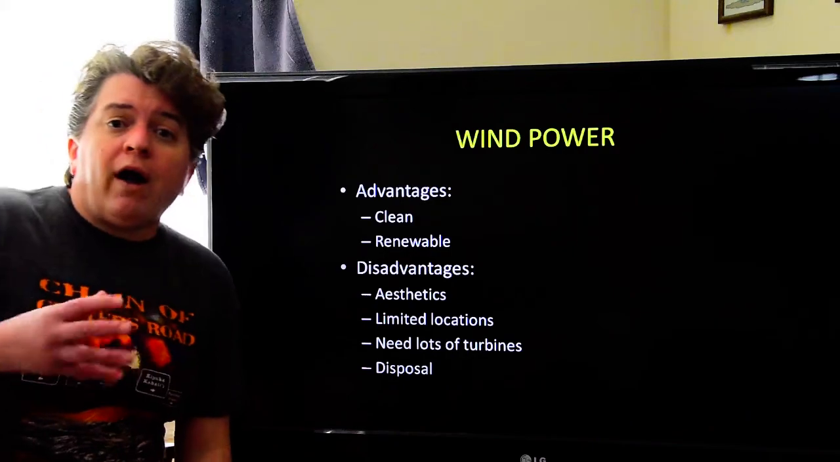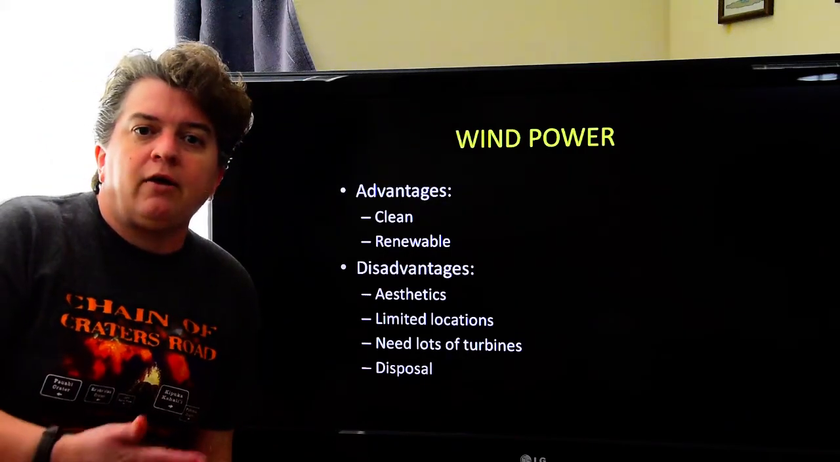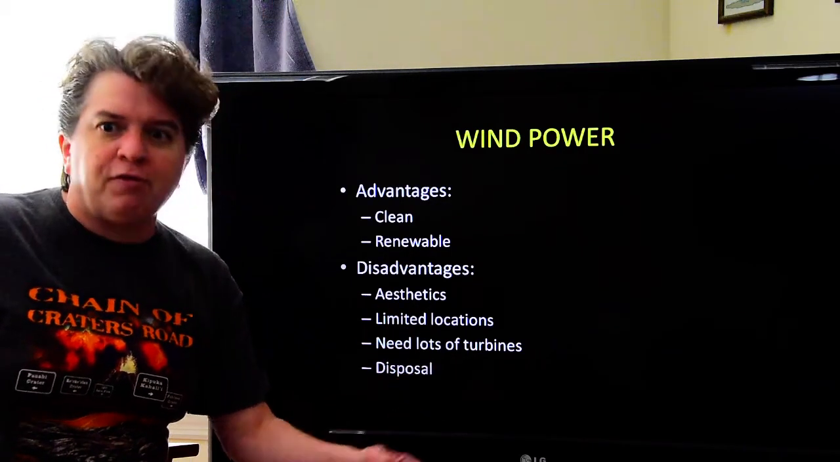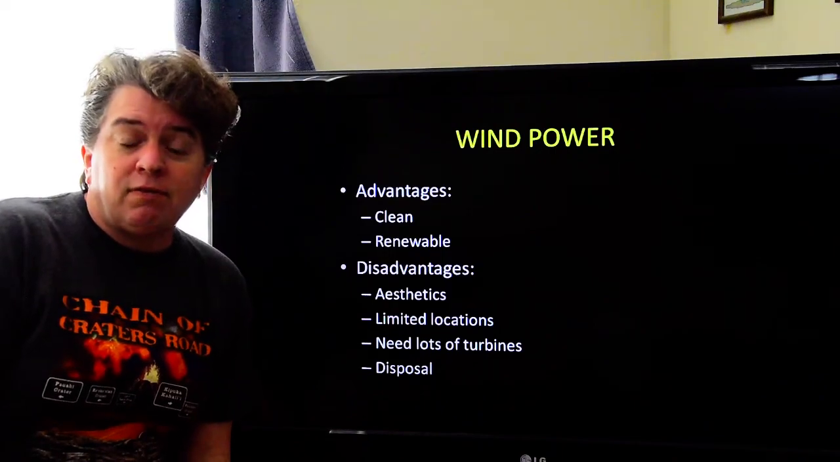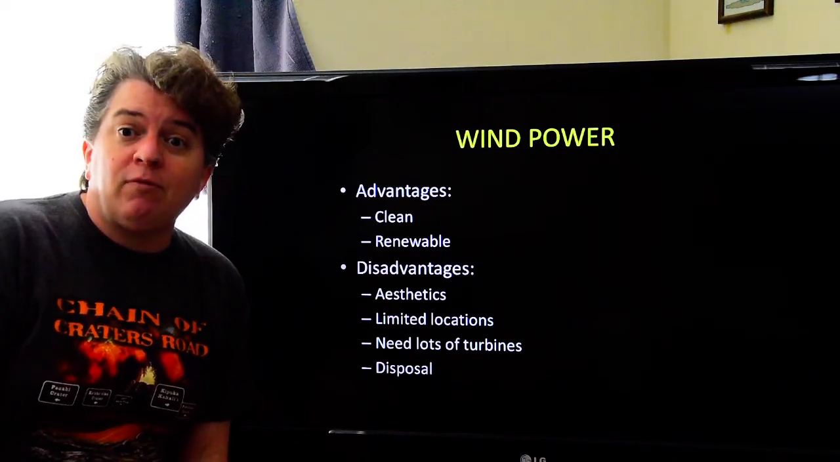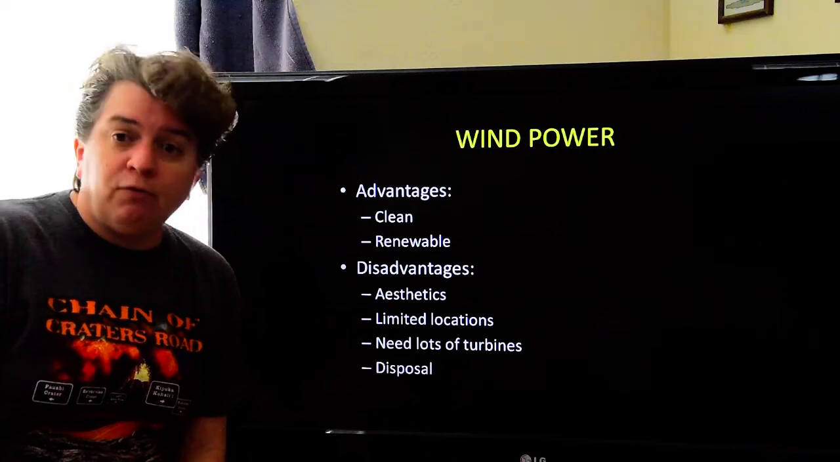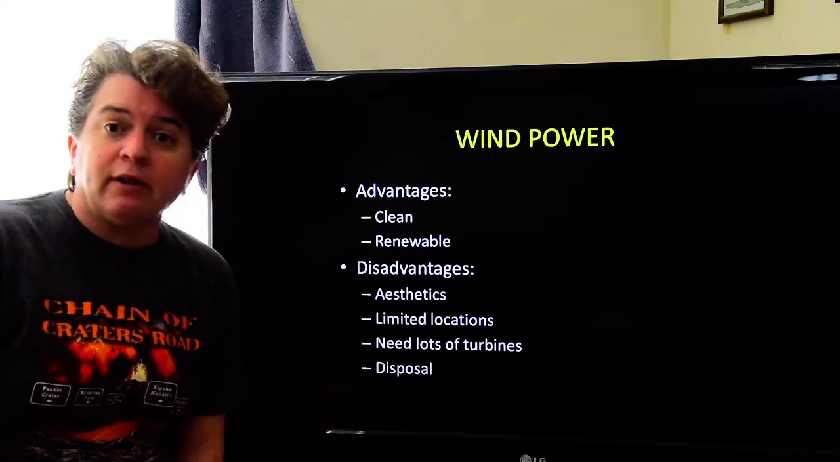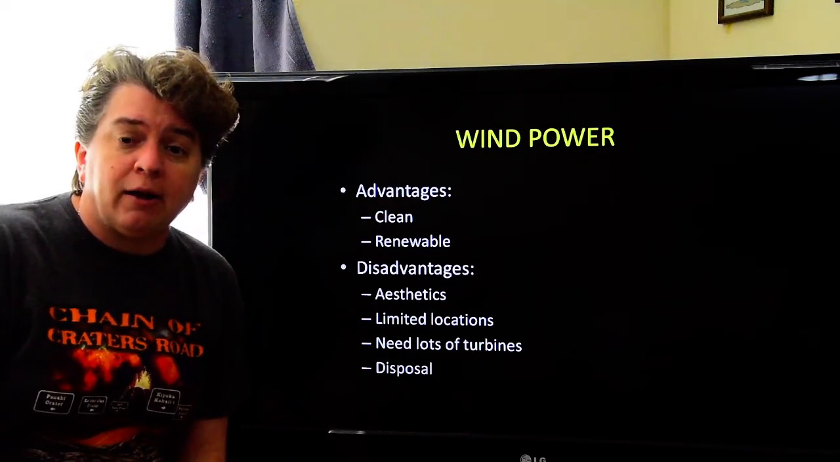And then after a while, they don't work anymore, and you have to dispose of these massive things. And that's a serious question. Where are we going to dispose of these massive wind turbines when they have outlived their useful lifespan?